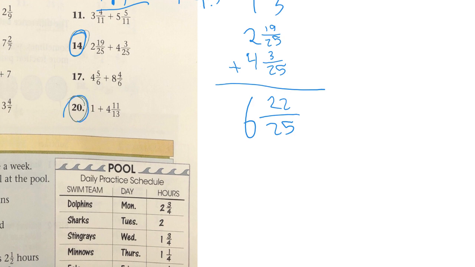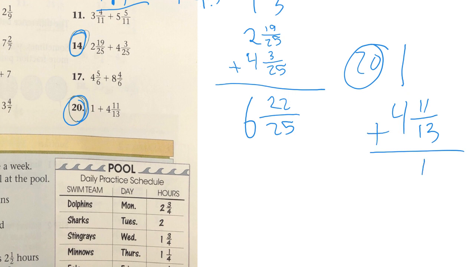If we were adding number 20, we would have 1 whole plus 4 and 11/13. So 11/13 is nothing to add. So it stays the same, and then 1 plus 4 is 5. And that is the answer to 20.